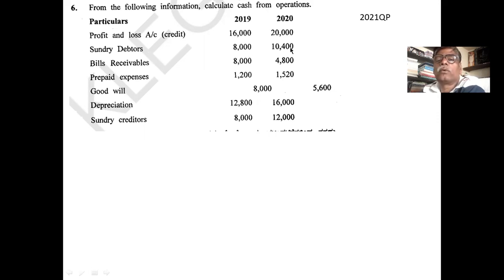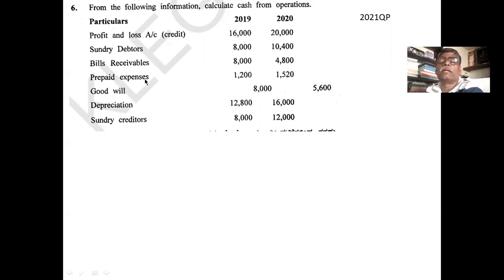8,000, 10,400. Debtors amount increased. Increase in debtors comes in the less item. Bills receivable 8,000, 4,800. Bills receivable decreased. It is a current asset. Decrease in current asset comes in add. Debtors you have to take in the less heading. Bills receivable decreased, you take in the add.